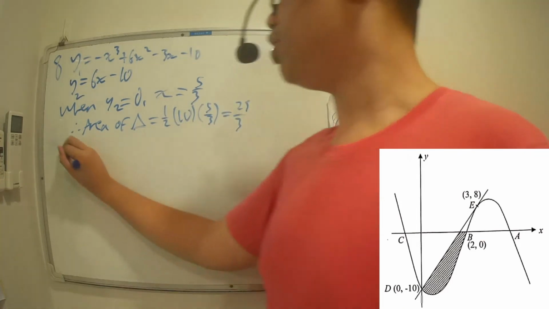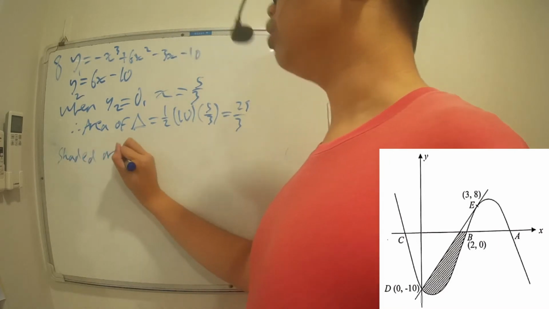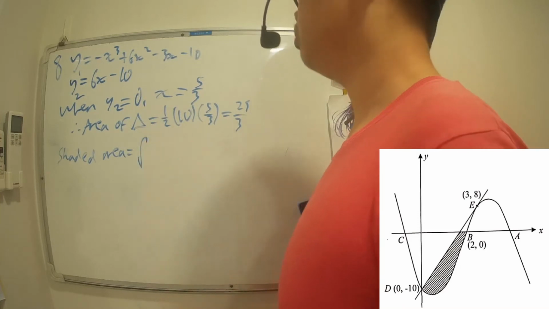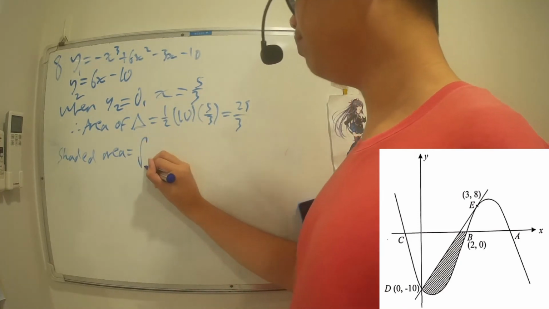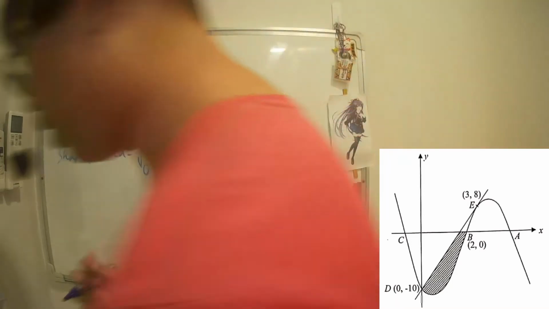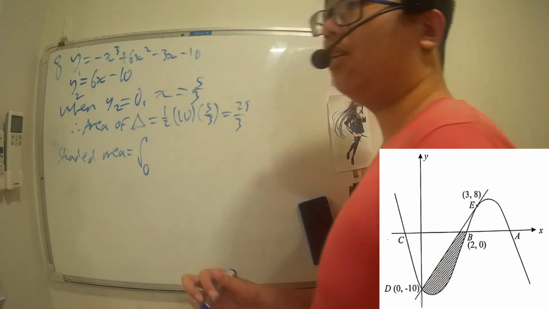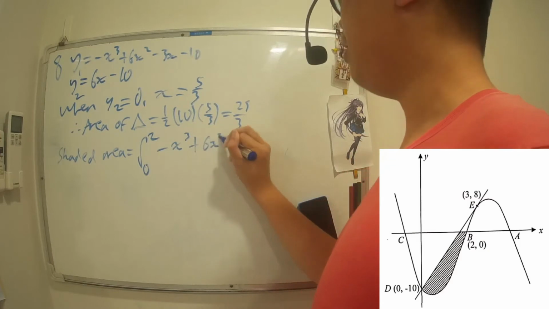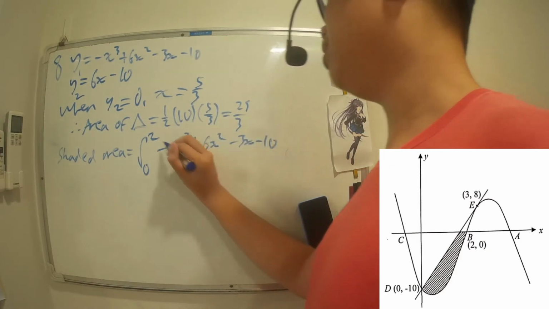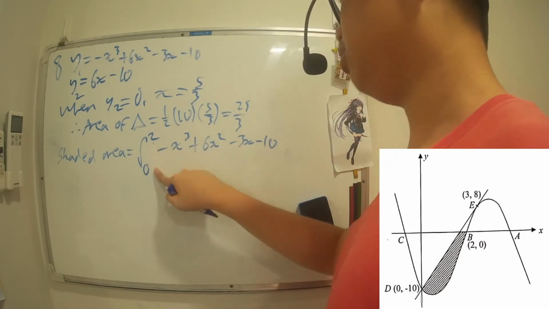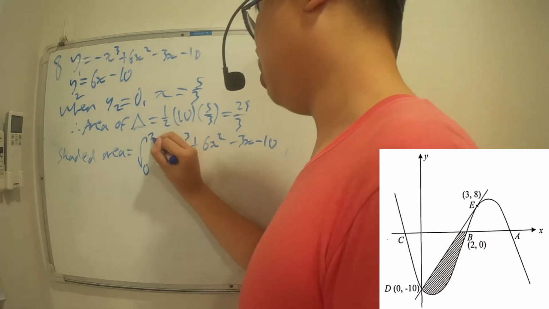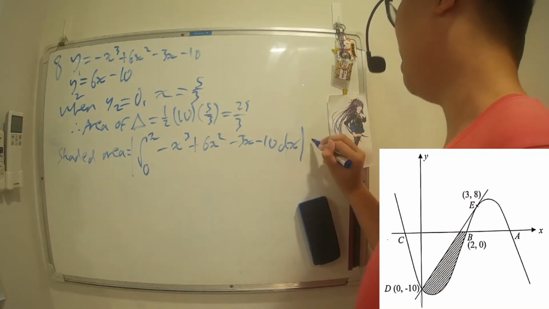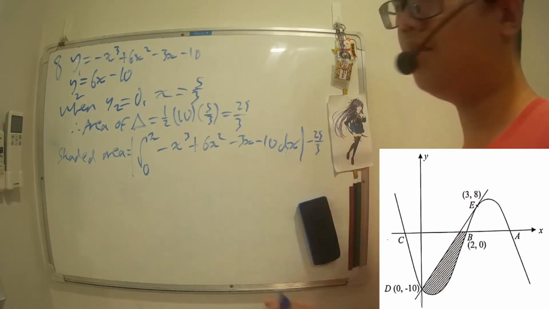Which means that the shaded area is equal to the integral from 0 to 2, right? Of negative x cubed plus 6x squared minus 3x minus 10, but immediately we know that this will become negative because of what we see in the diagram. So let's take the modulus. Okay, then don't forget to minus the 25 over 3, okay? So let's see what we get.